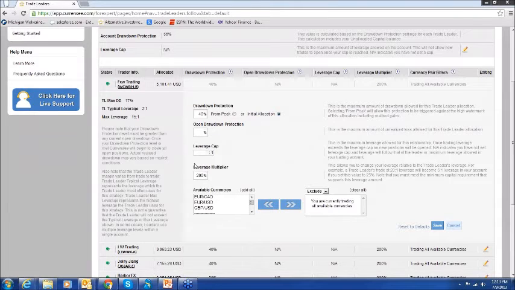You can set a leverage cap per trade leader. Again, you see the typical leverage for this particular trade leader is 2 to 1. His max leverage is 15 to 1. If you don't want the leverage ever traded over, let's just say 10 to 1, you have the ability to set that here.